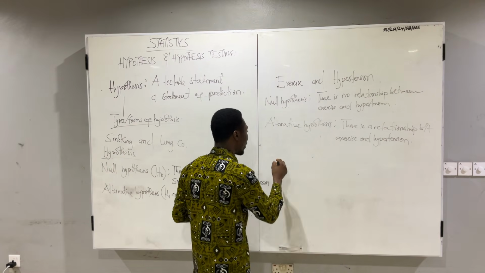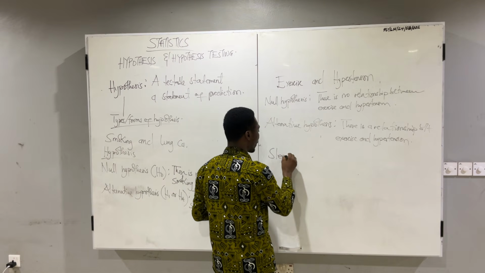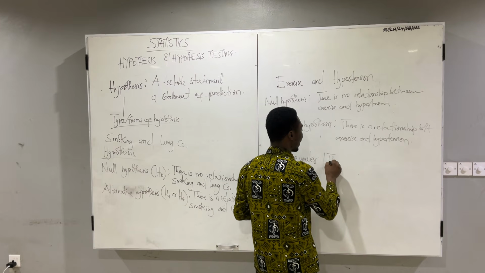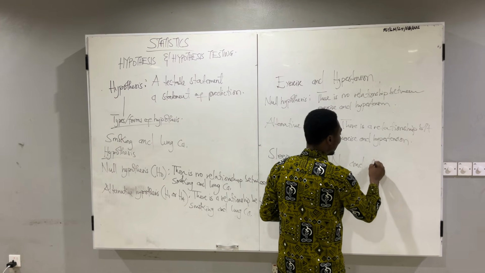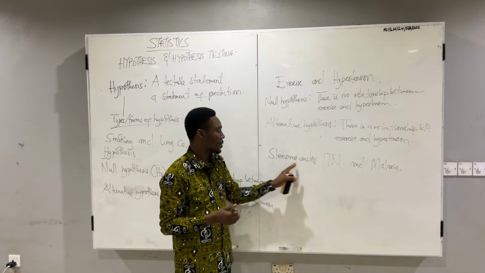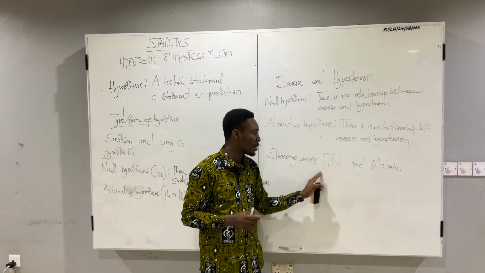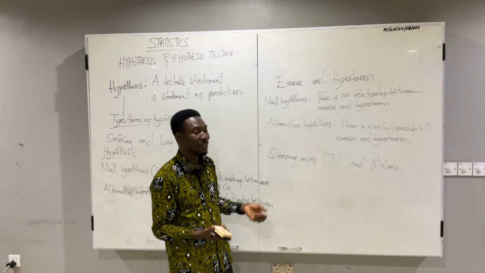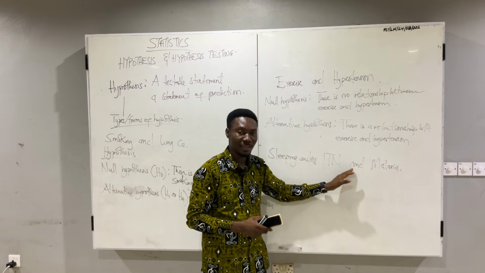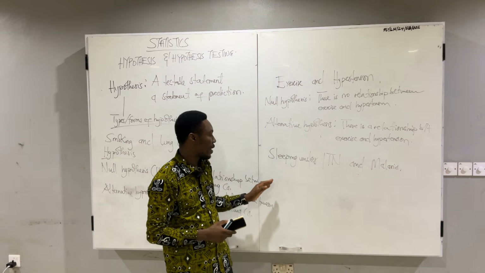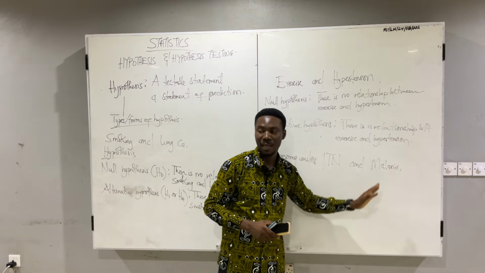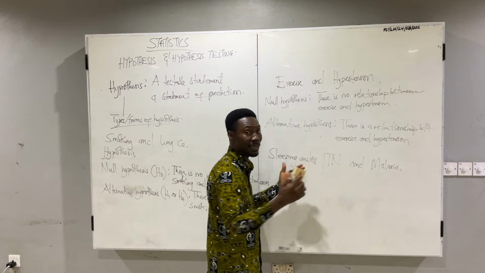We can also give you this variable, sleeping under insecticide-treated nets and malaria. So for these two variables, the null hypothesis you are going to write, there is no relationship between sleeping under insecticide-treated nets and malaria. Alternative hypothesis, there is a relationship between sleeping under insecticide-treated nets and malaria. Is that okay? So that is how we write it.